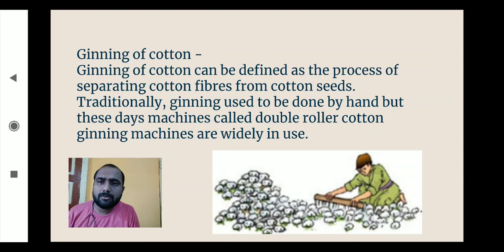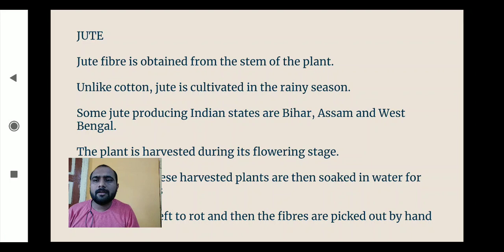Traditionally ginning is done by hand, but these days machines called double roller cotton ginning machines are widely in use. You can see the picture given in the slide. This is done by hand. Initially it was done by hand, but nowadays double roller machines are utilized. What is meant by ginning? Very simple, in one line you can mention it: the separation of cotton fiber from the cotton seed is called the ginning process. Why is ginning important? Because the cotton ball contains the seeds. Now let us begin with the next part, that is jute.